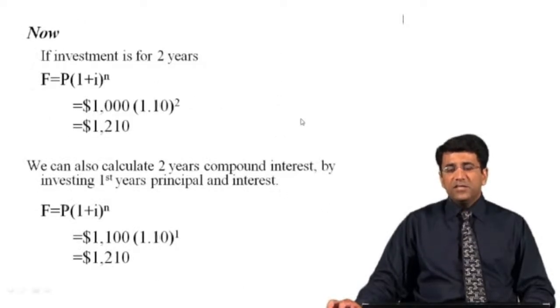Now let's suppose that the investment is made for 2 years. Again we will use the same formula, that is F is equal to P(1 + I)^n. This will be again equal to $1,000, which is the principal amount or the present value of the money. Now 1 plus 0.1, 0.1 means 10% interest rate, so it will become 1.1, and the power is 2, because now the number of years is 2.